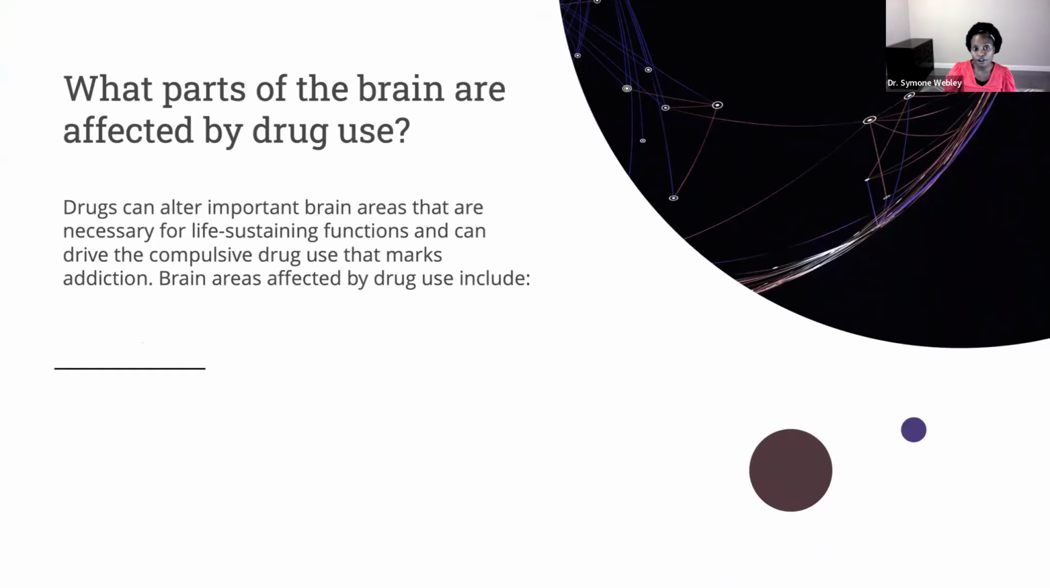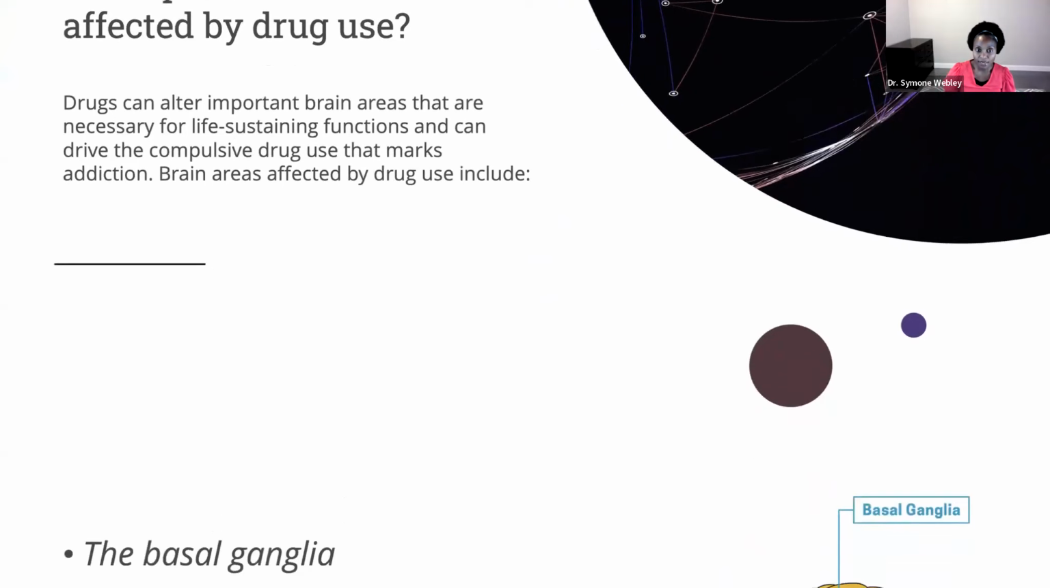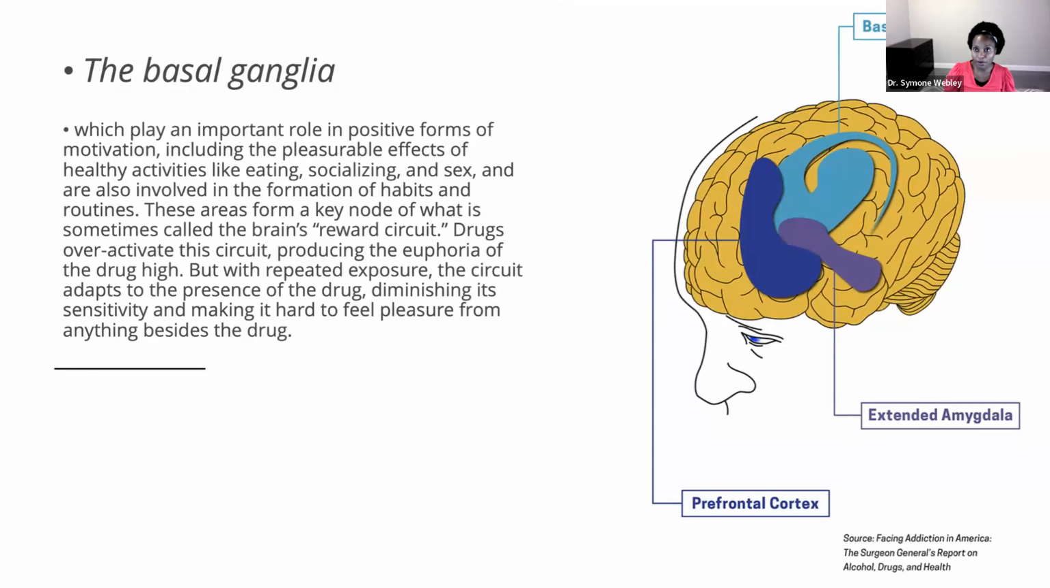So what parts of the brain are affected by drug use? Drug use can alter important brain areas that are necessary for life-sustaining functions and can drive that compulsive drug use that marks addiction. So the first brain area that we're going to talk about is the basal ganglia. The basal ganglia plays an important role in positive forms of motivation, including pleasurable effects from healthy activities like eating, socializing, and sex, and is also involved in the formation of habits and routines.